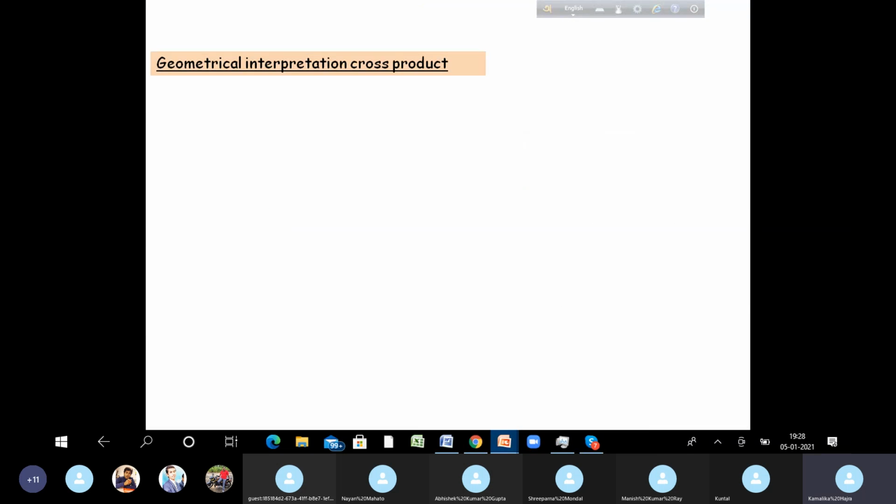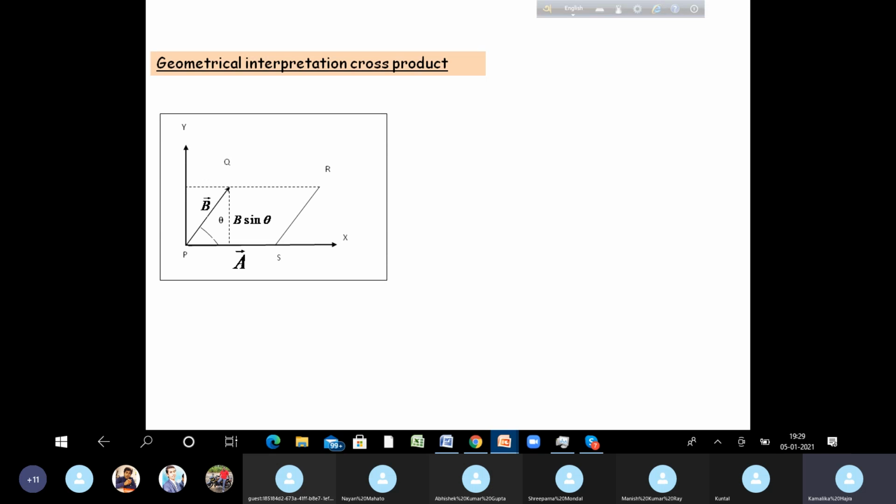What is the geometrical interpretation of a cross product? How will you geometrically interpret the cross product of two vectors? This is how we geometrically interpret it. We have the vector A along the x-axis, and this is the orientation of the vector B. So you can draw the parallelogram PQRS, where PQ is formed by the vector B and PS is formed by the vector A. You can see that theta is the angle between A and B.